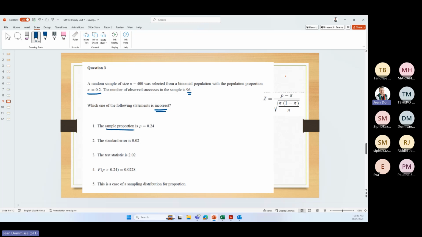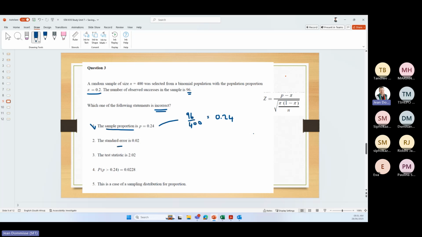Okay, firstly, sample proportion. So we need to check, is 96 divided by 400. What is that answer? So I'll use my cell phone for that one. 96 divided by 400 is 0,24. Cool. So that we know is correct. Okay, so standard error. Okay, cool.